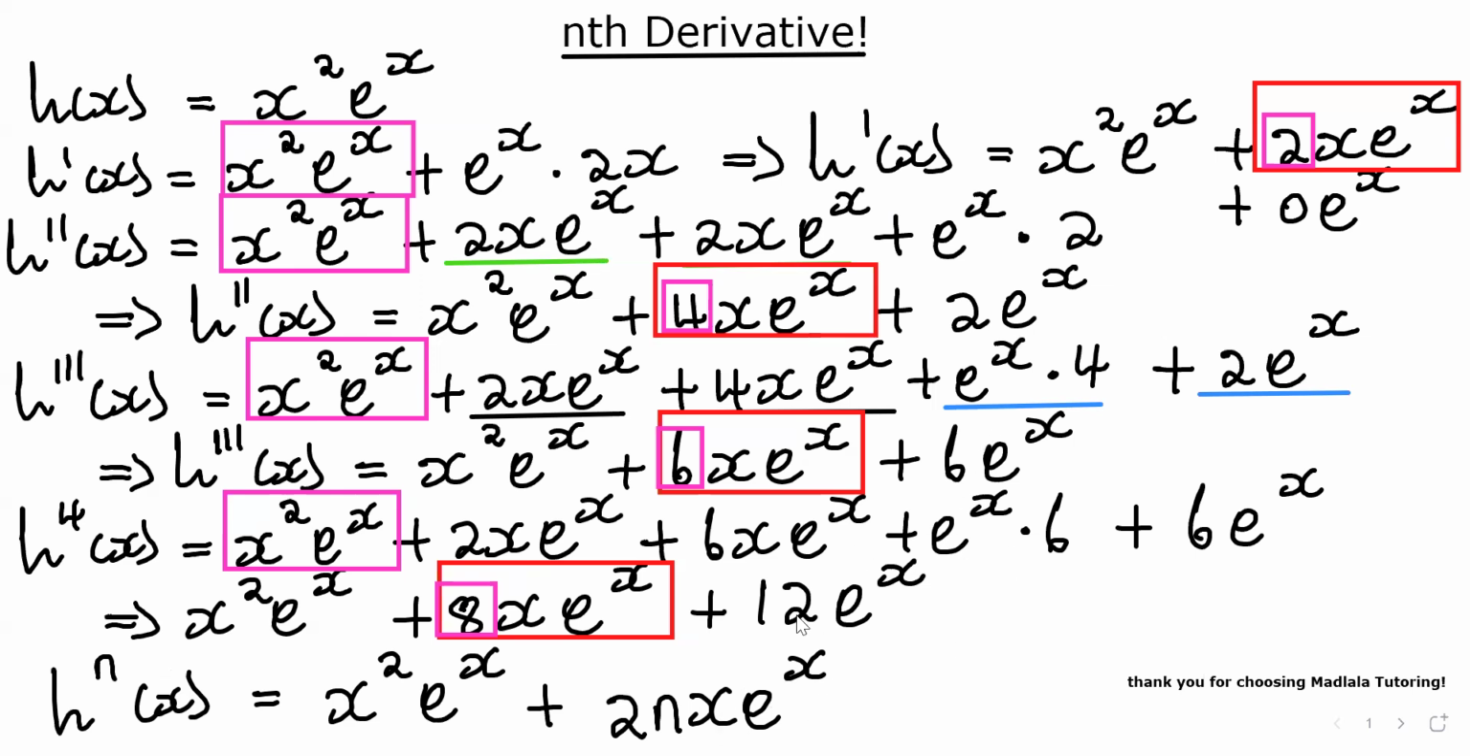Now the question is, how did we decide that it has to be 2n? Well, it's for a simple reason. It's derivative number 1, and yet the coefficient is 2. So it's 2 by 1, right? For this one, it's 2 by 2. For this one, it's 2 by 3. And then for this one, it's 2 by 4. Do you see that? So for the nth one, it's going to be 2 by n.